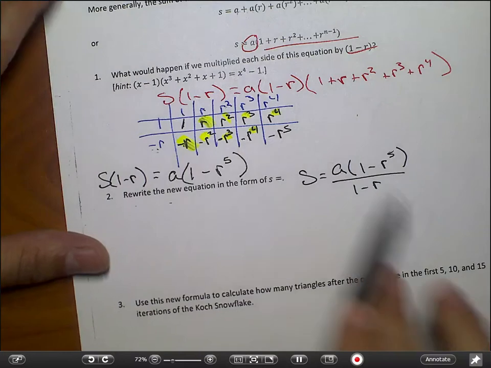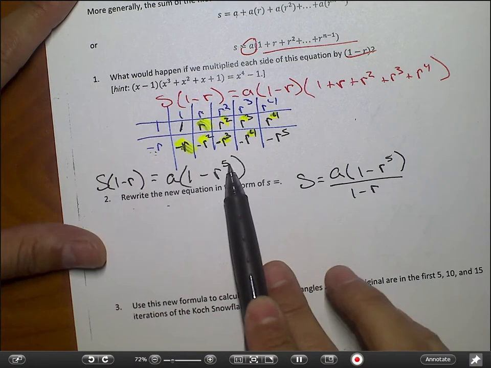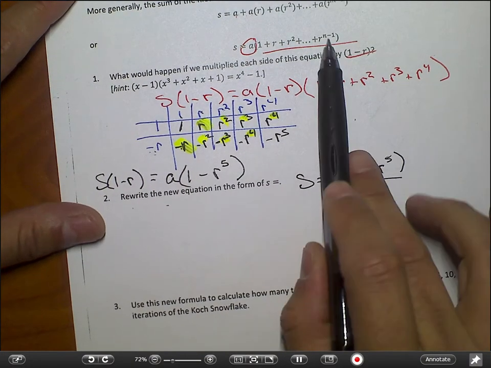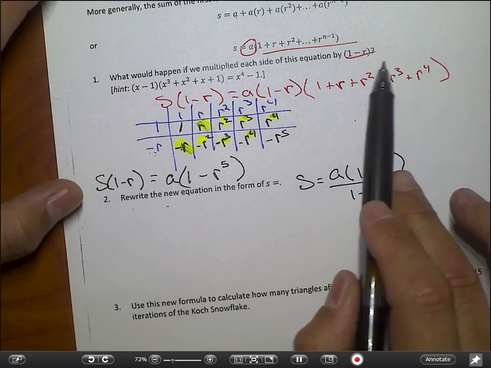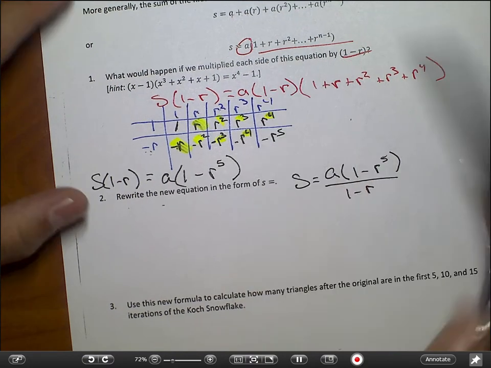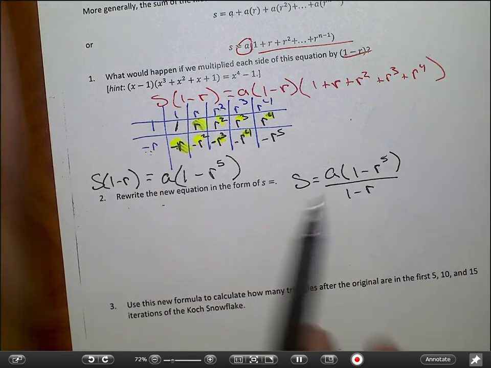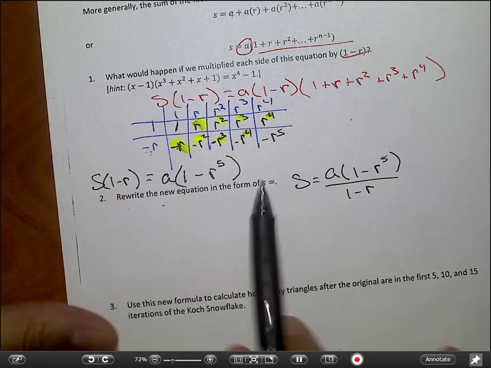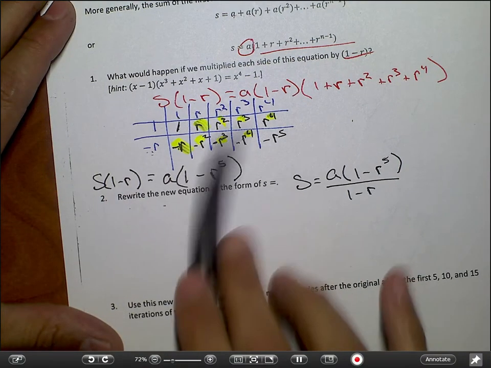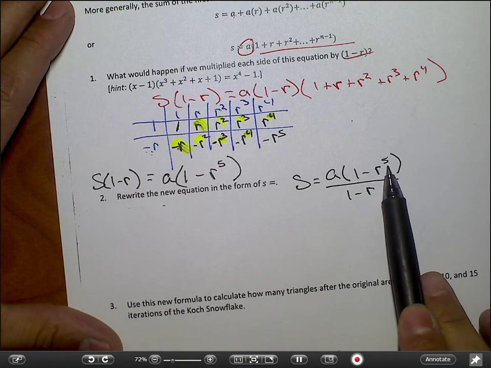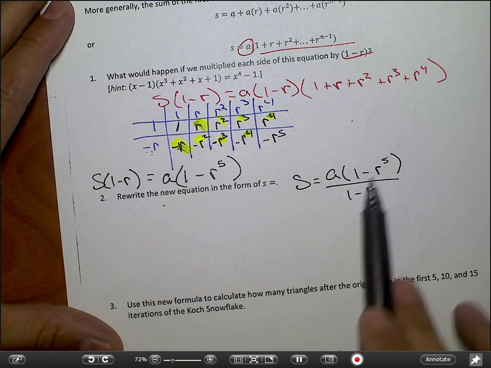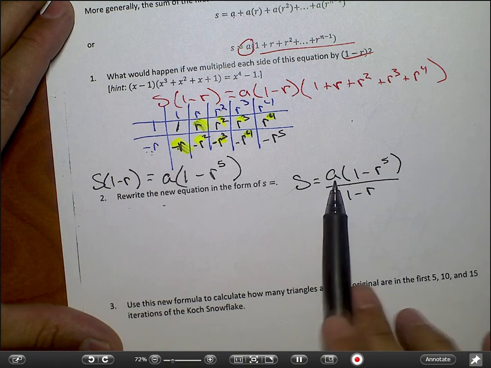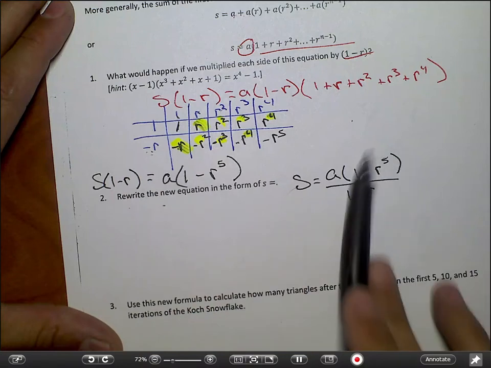Now, there's a reason why I took it to the 5th. If I took it to the, like this one said, n minus 1, that wouldn't be nice. It would be a whole lot of multiplication and canceling. So basically what I'm trying to tell you is that if I was looking for the 5th term, it would look like this. So this would be S of my 5.